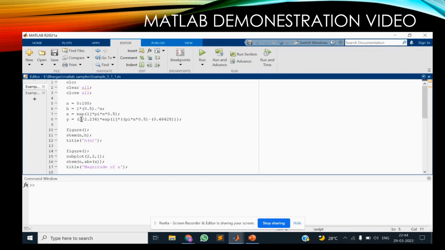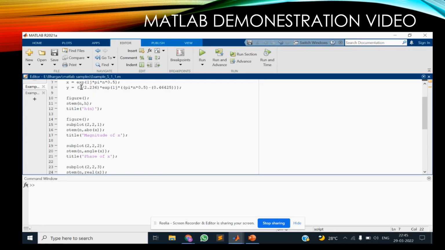Now, the input function x of n can be defined as the exponential of j into pi into n by 2. Now, the desired output function y of n, which we achieve, is 2 by root 5. Root 5 we can write as 2.236, into the exponential of j into pi into n by 2 minus 0.46425. 0.46425 radians is equal to 26.6 degrees.